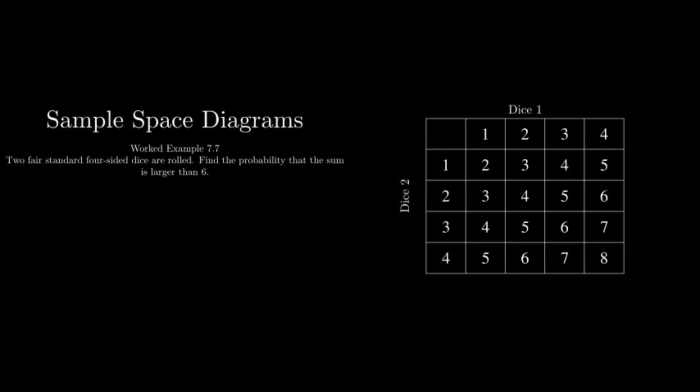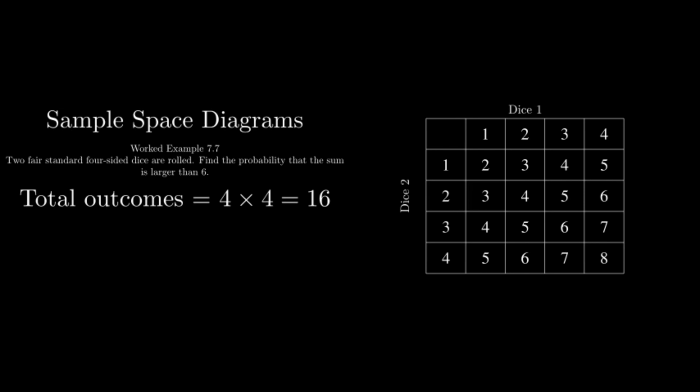In the first row, we have 1 plus 1 equal 2, 1 plus 2 equal 3, 1 plus 3 equal 4, 1 plus 4 equal 5. In the second row, 2 plus 1 equal 3, 2 plus 2 equal 4, and so on. We complete the entire grid. This grid now shows every single possible outcome. How many outcomes are there in total? Since it's a 4x4 grid, there are 16 possible outcomes in our sample space. Each of these is equally likely.